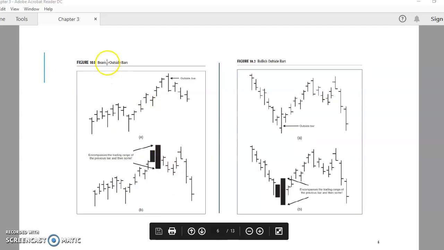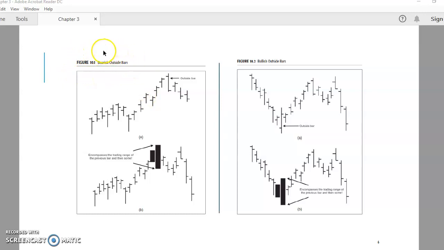Okay, figure 10.1 represents a bearish outside bar pattern. This bearish outside bar pattern's function is to identify a reversal. It's similar to the reversal patterns. If you remember, like double top, triple top, or head and shoulders top. So whenever you see those patterns appear, it is a signal of reversal.